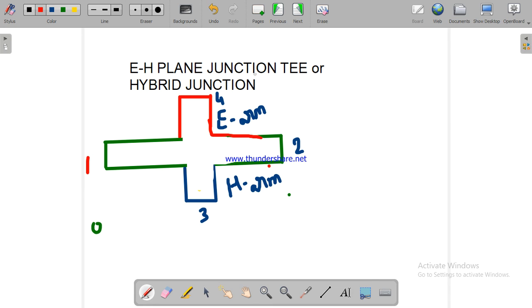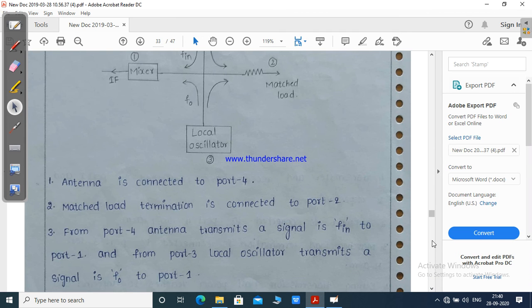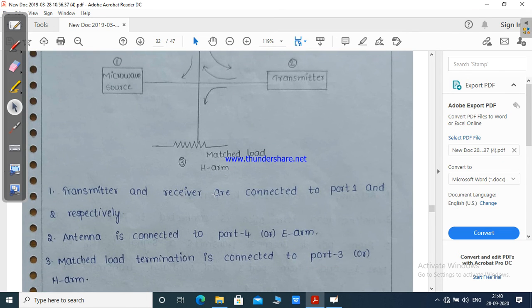Now at port 4 we are connecting an antenna. We are connecting the transmitter according to the diagram, the microwave source. Transmitter and receiver are connected to port 1 and port 2 respectively.